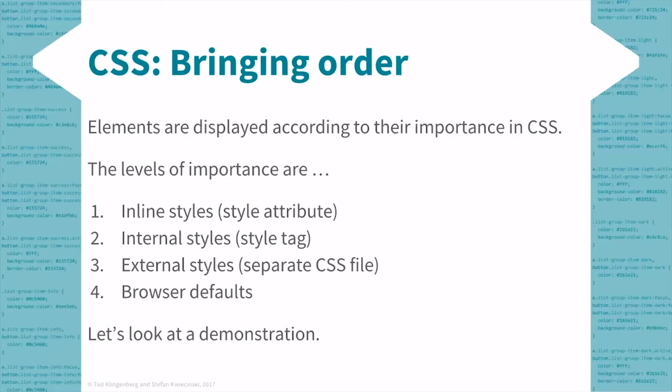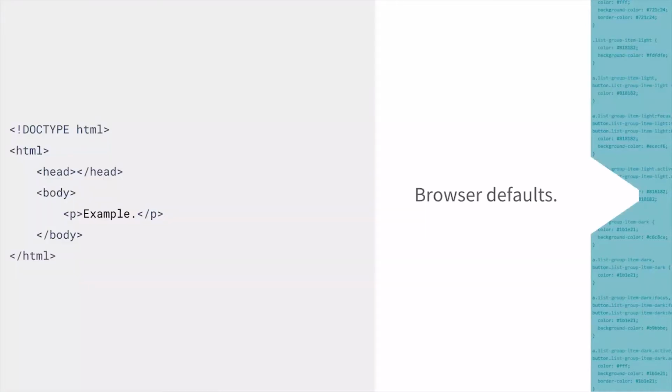What's going to override the internal style sheets? That's going to be inline styles. So any element that has a style attribute is going to override anything in the style tag. It's going to override anything in a separate CSS file. It's going to override the browser defaults. Just to make better sense of this, let's go ahead and have a little short demonstration.